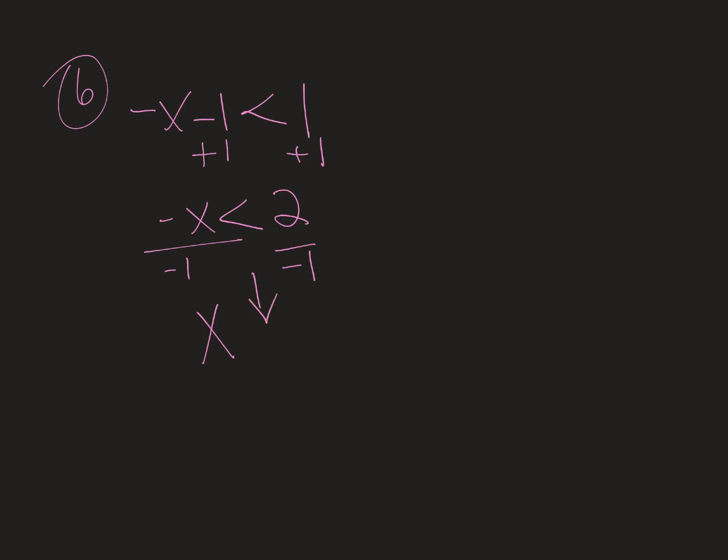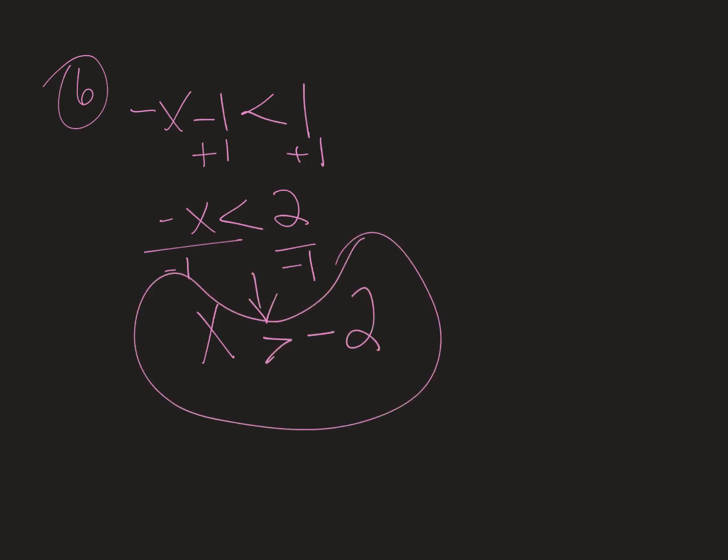All right, so number 6 is negative x minus 1 is less than 1. Again, you're going to add 1, so negative x is less than 2. Again, you have an invisible 1. You're going to divide by negative 1. x, you're going to flip your sign, and that equals negative 2. And that's your answer for number 6.